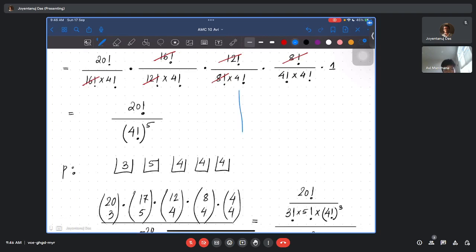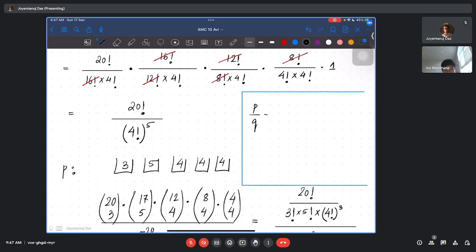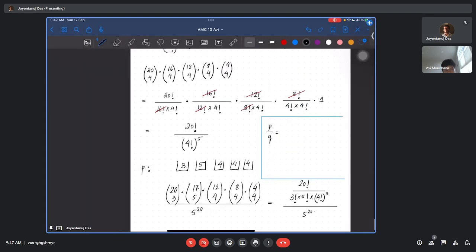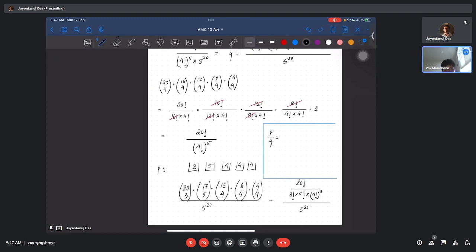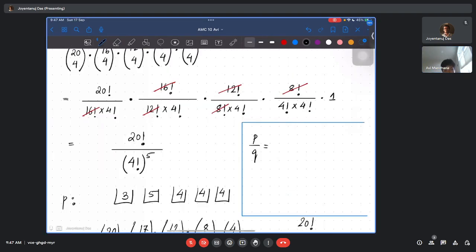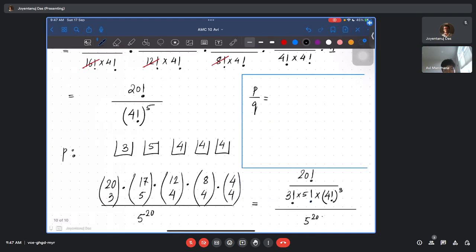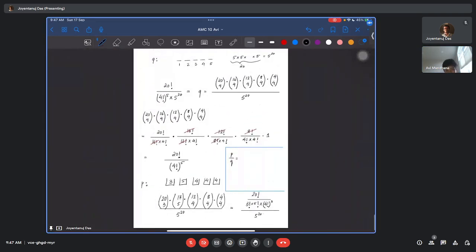So I think that is not difficult. If I want to calculate P over Q, both have 5 to the power 20, which will cancel out. Can you simplify P over Q? Do it on your copy, it will be easier. Just 20 factorial will also cancel out.